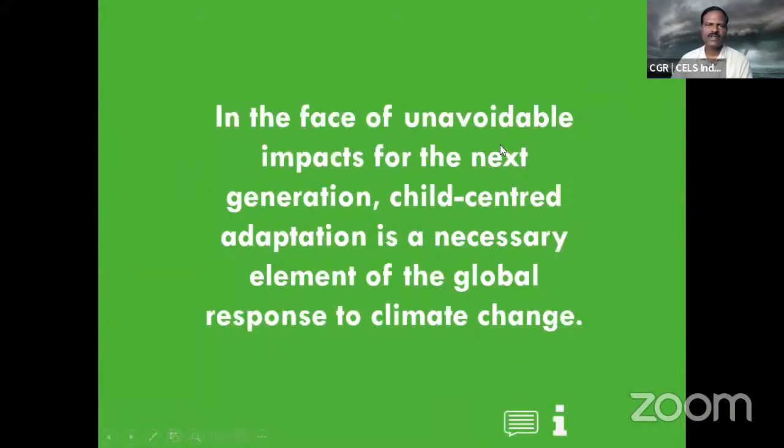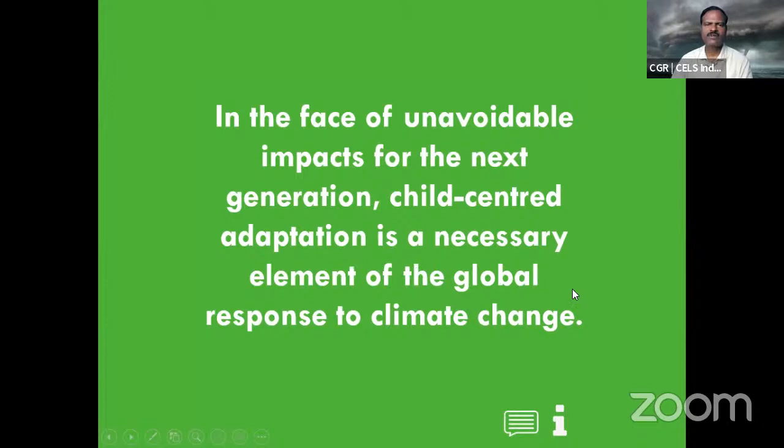So in the face of unavoidable impacts for the next generation, children-centered adaptation is a necessary element of the global response to climate change. Because the mitigation efforts are so low, the temperature will increase, the impacts will be felt, and the changes are happening so fast. Then how do we make them adapt to this new situation? This is very critical, because if we can't avoid, then we have to adapt.